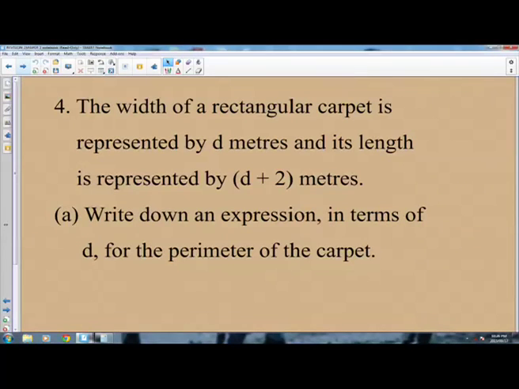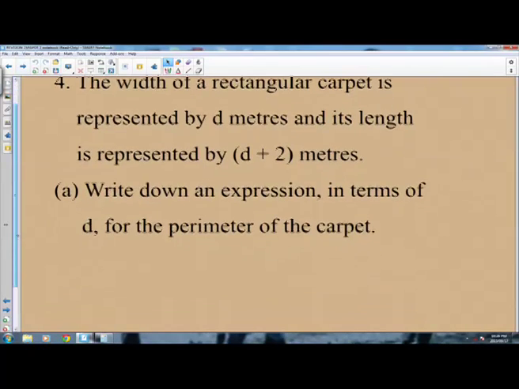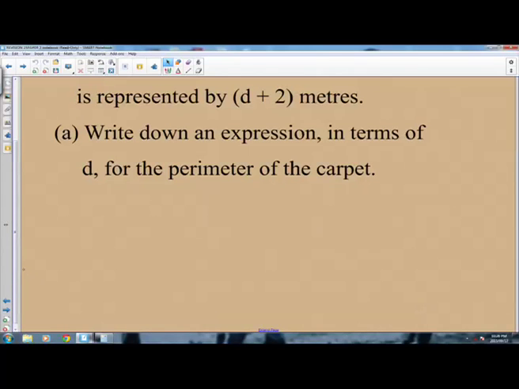The width of a rectangular carpet is represented by d meters, and its length is represented by d plus 2 meters. Write down an expression in terms of d for the perimeter of the carpet. So you are expected to write the expression for the perimeter of the carpet. So we are told that this is in the form of a rectangle.